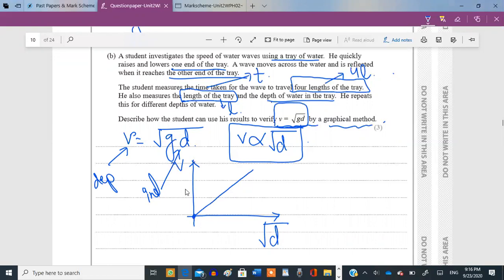The sketch of the graph. Now, all you need to do is describe how this experiment is going to be performed to verify this result. So we need different depths. So use different depths of water.